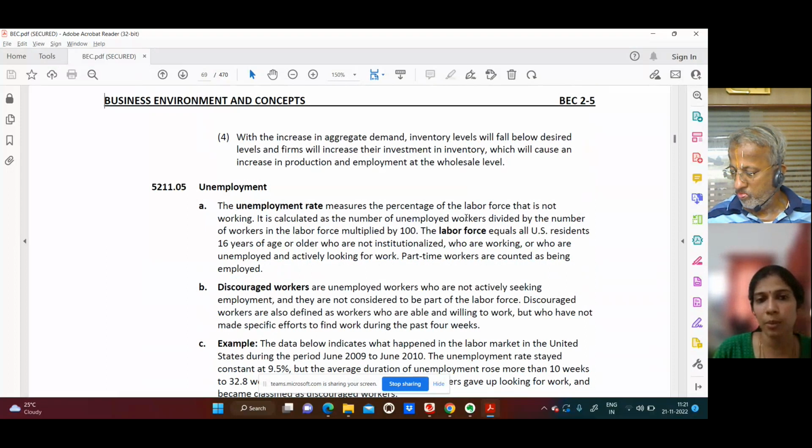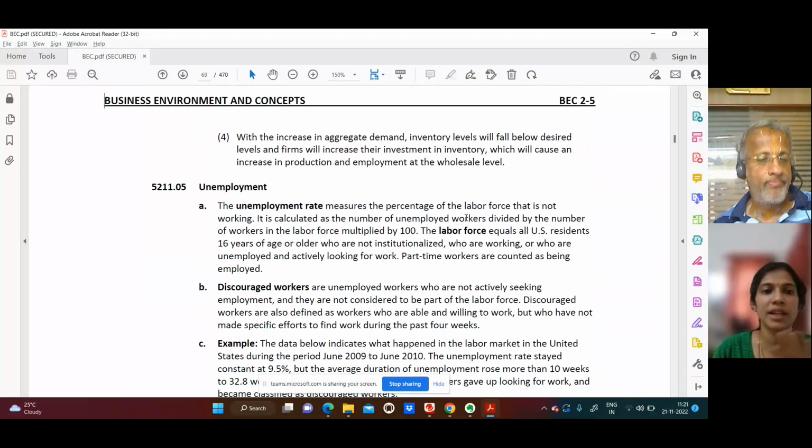I think I touched upon unemployment. The most important aspect of unemployment is, if you say that an economy is operating at its fullest employment, it doesn't mean that every person in the economy or a country is employed. So what is the unemployment rate? It measures the percentage of the labor force that is not working. So percentage of the labor force that is not working.